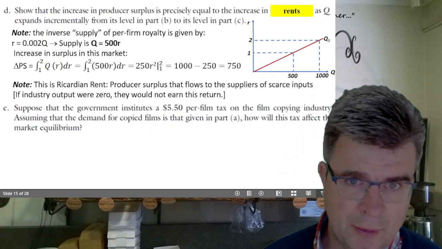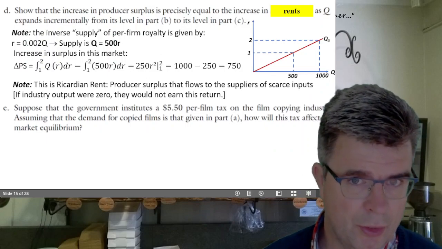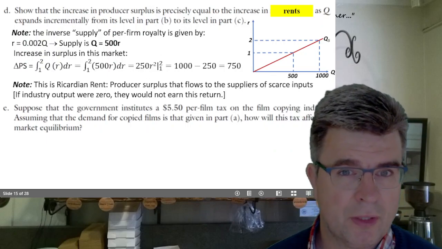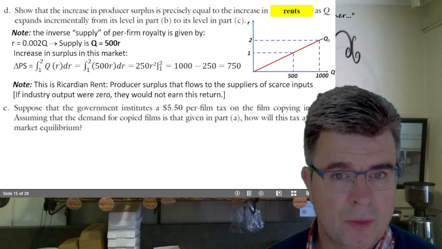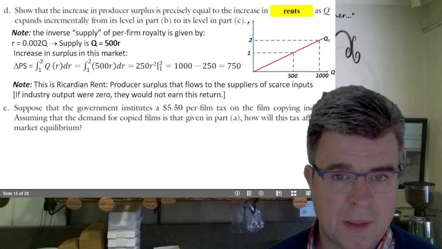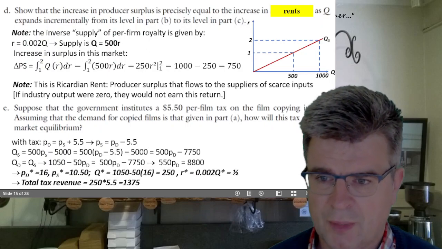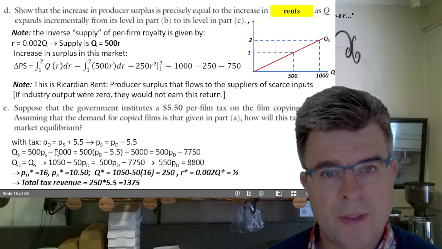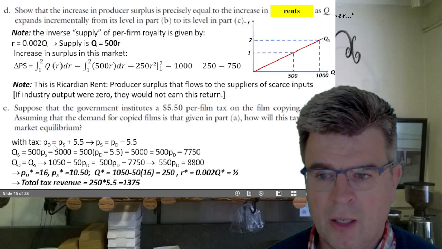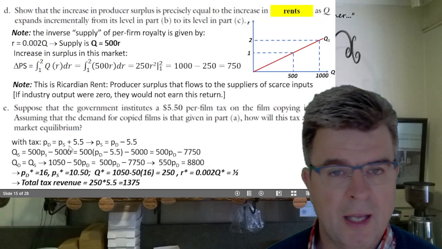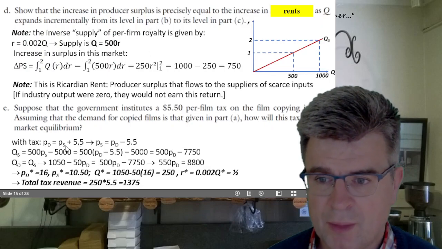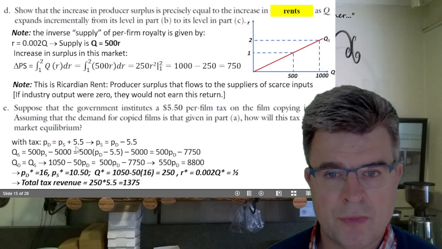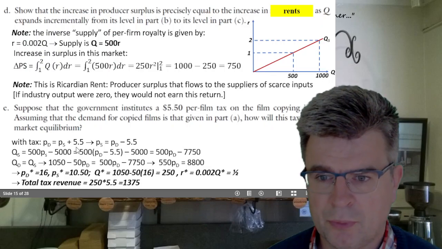To foreshadow a little bit of the results, we know that the videotaping industry is perfectly competitive. They don't make a profit. So something will happen to the prices and something will happen to the rents of the owners of the copying rights. With the tax, we create a wedge between the price that the suppliers get and the price that the consumers will pay. So consumers pay 5.5 more than the suppliers receive.